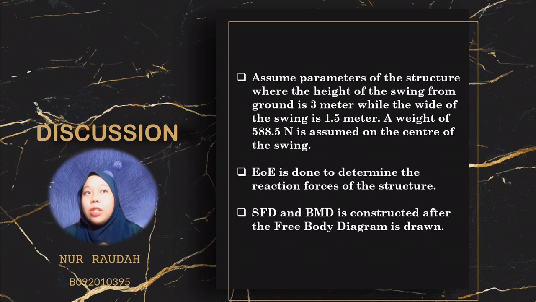With all of these assumptions, we can determine the reaction force acting on the structure by solving the equation of equilibrium. After solving it, we get reaction forces that are equal on both sides, which are FAY and FBY, with a value of 294.3 newtons. After we get the reaction forces for this structure, we construct the shear force diagram and the bending moment diagram.